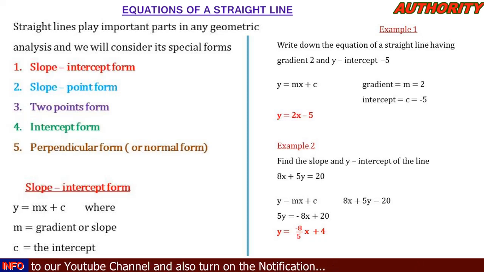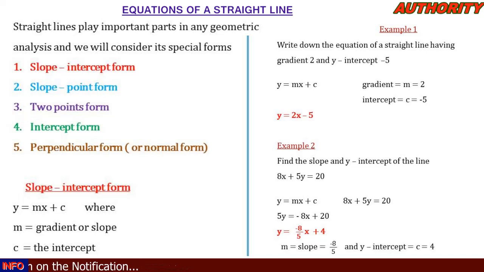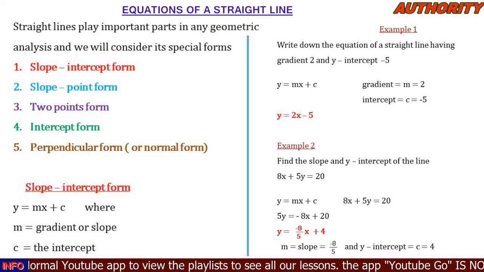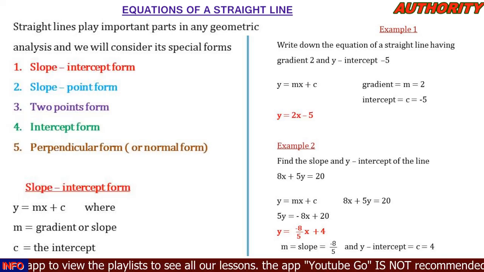Comparing this with our original equation of a straight line, which is y is equal to mx plus c, we see that m, which is the gradient, is minus 8 all over 5, and the y-intercept, which is c, is equal to 4. But the question says find the slope and the y-intercept. We know that gradient and slope are the same. So m, which is the slope, is equal to minus 8 all over 5, and the y-intercept is equal to c, which is equal to 4. All right?